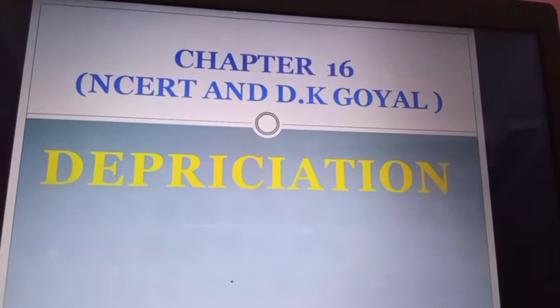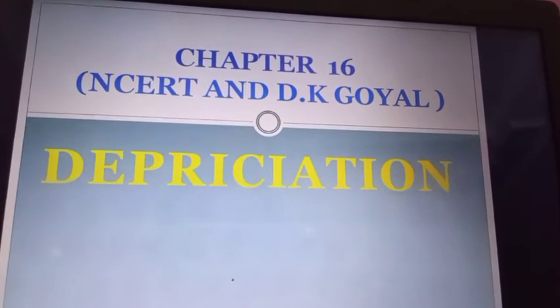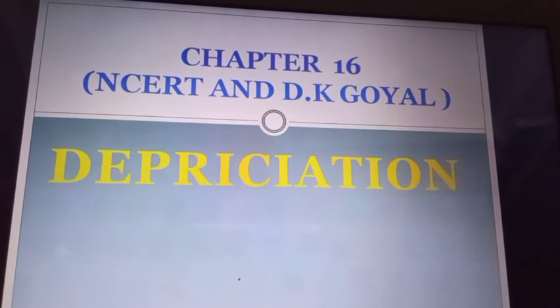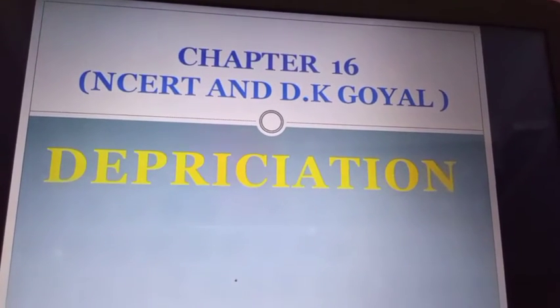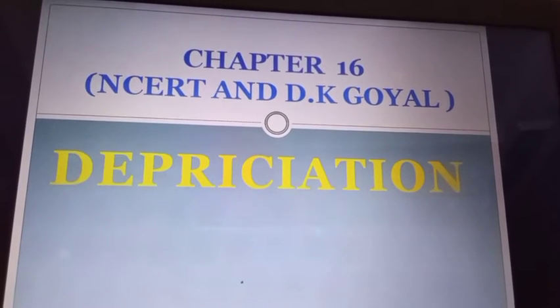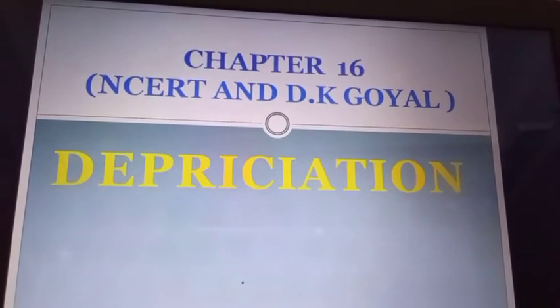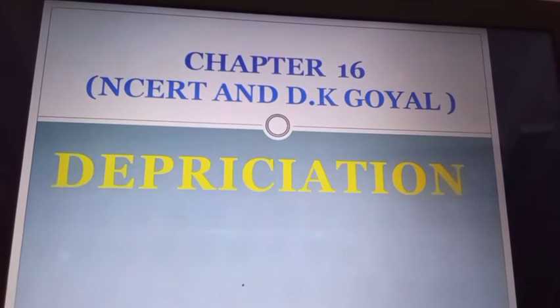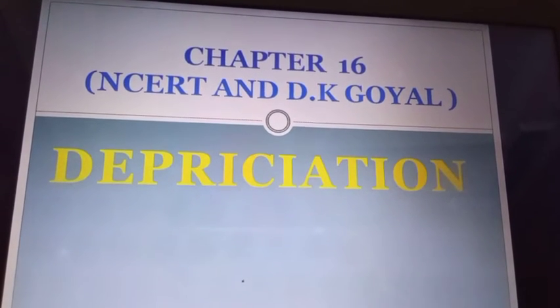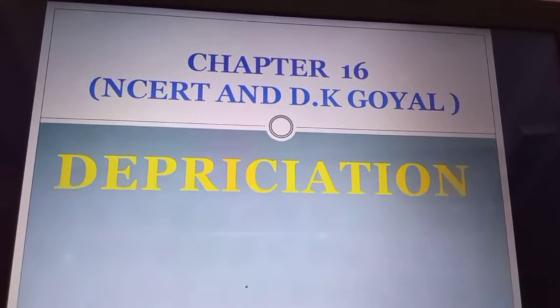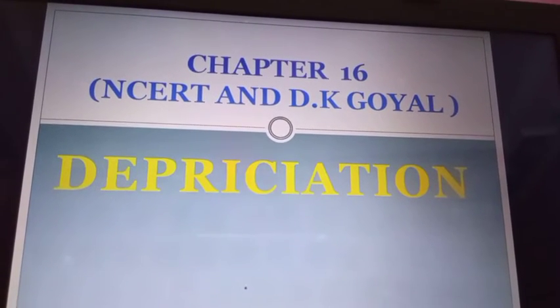Hello students, today we will start the new topic from the chapter depreciation, and our topic of discussion is methods of calculation of depreciation. There are various kinds of methods for calculation of depreciation which I will be discussing with you, but we'll concentrate mostly on two types of methods. The first one is straight line method and the second one is diminishing balance method.